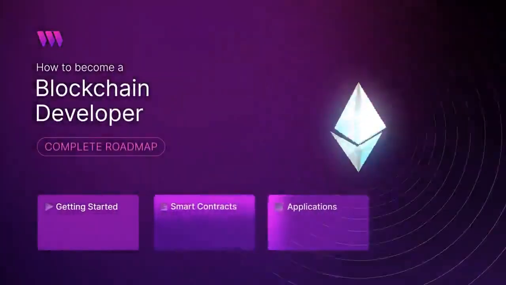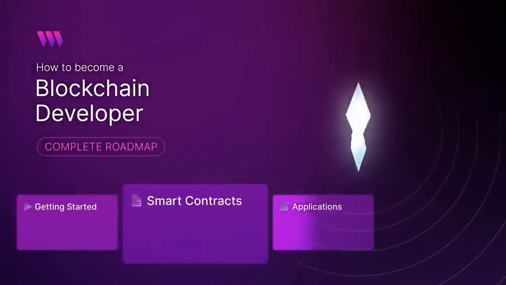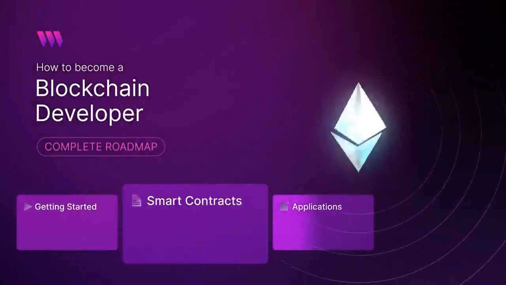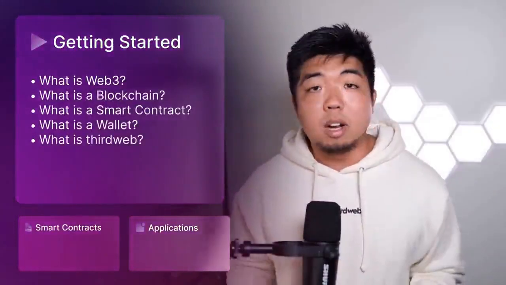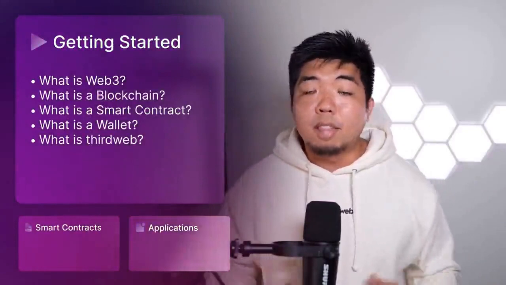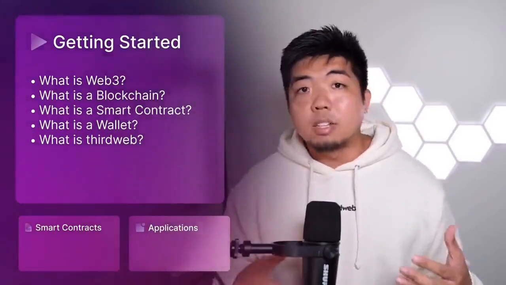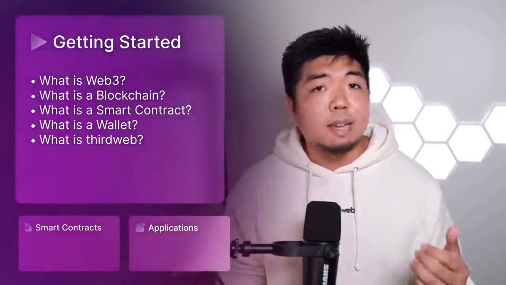Quick breakdown of each section. We have 3 sections: getting started, then a deep dive into smart contracts, and then a deep dive into building out applications. In the getting started section, we're going to go over the high-level concept of this new technology of blockchain. We'll start at the very top with the new era of Web3, and then describe a little bit more about what is a blockchain.